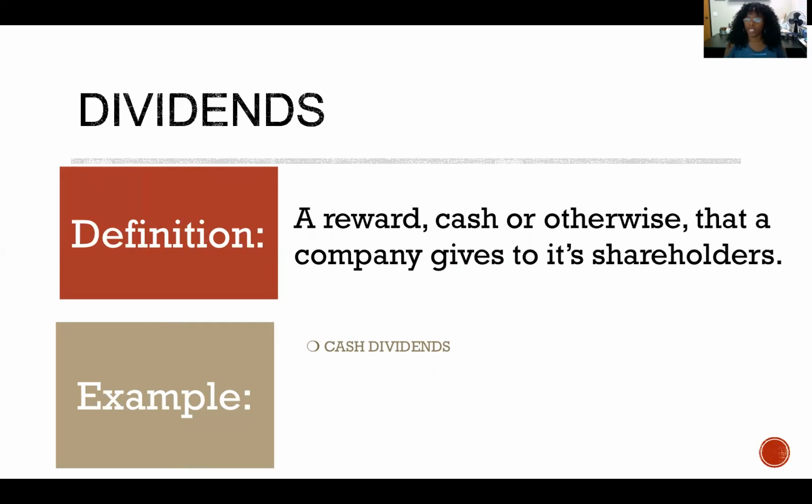Okay, so we'll get into a little more detail about dividends, but of all the accounts, this is going to be the easiest. There's only one account for the majority of the class that you have to worry about, and it's really cash dividends. So again, dividends is basically a reward. It's a return of capital to the owner.